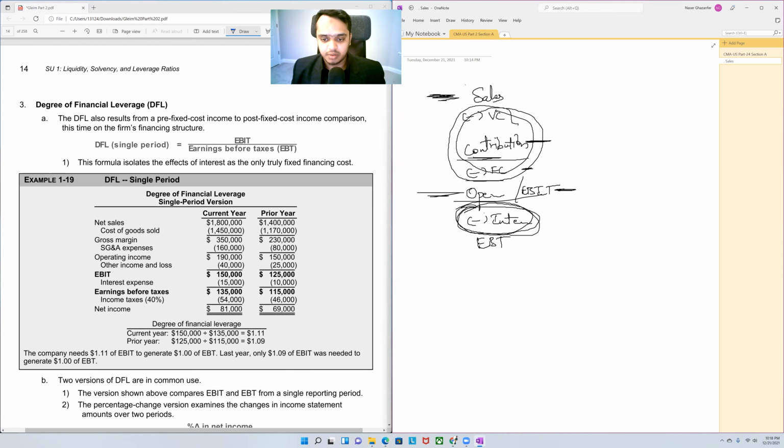Okay, here it goes. Who's the main factor here? Interest is the main factor in degree of financial leverage.